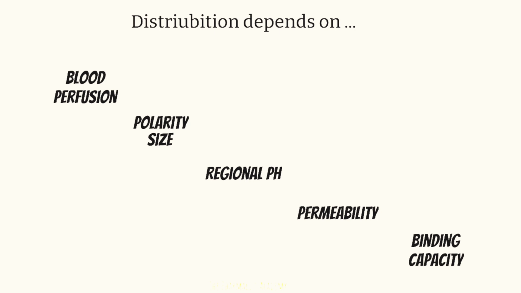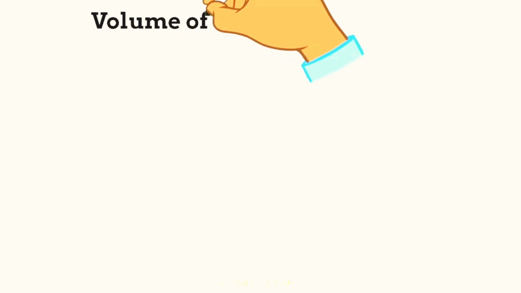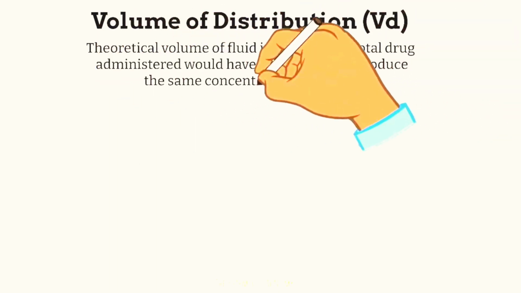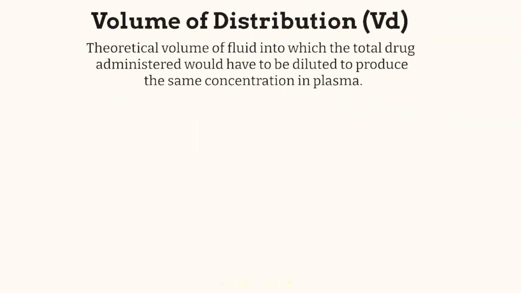But there are times when the drug will bind to tissues that we don't want, which can lead to accumulation and toxicity. This brings us to the next concept, the volume of distribution, which tells you the propensity of the drug to remain in the plasma or redistribute into the tissues. It is defined as the theoretical volume of fluid into which the total drug administered would have to be diluted to produce the same concentration in the plasma.